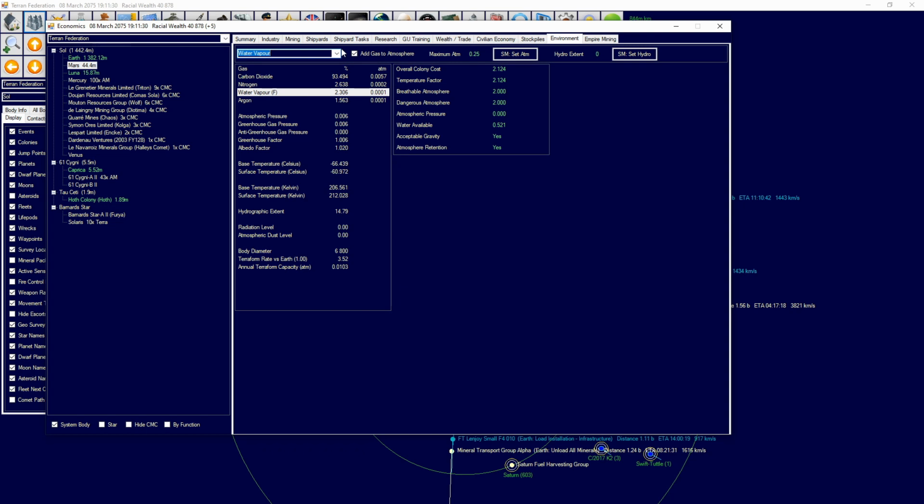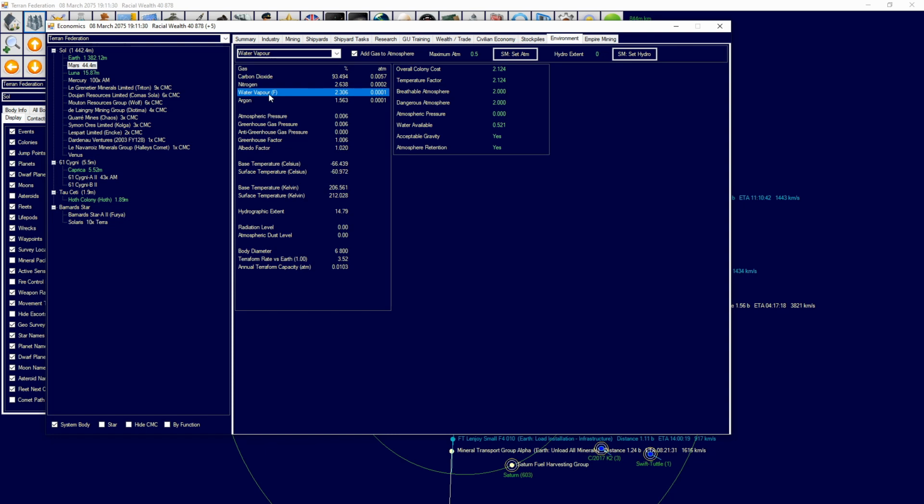Water is a significant factor in terraforming planets. Water vapor can be added to the atmosphere just like any other gas. So I can add water vapor to the atmosphere. You add it by clicking this checkbox and typing in how much vapor, or how many atmospheres of that gas, you want to add. F here means frozen, just so you know.